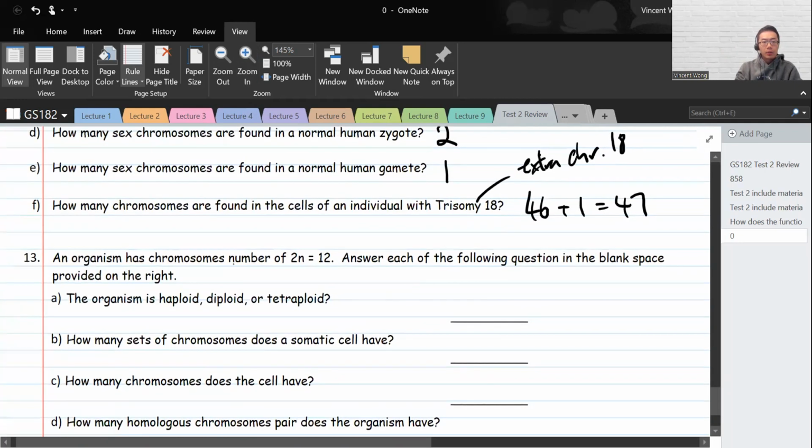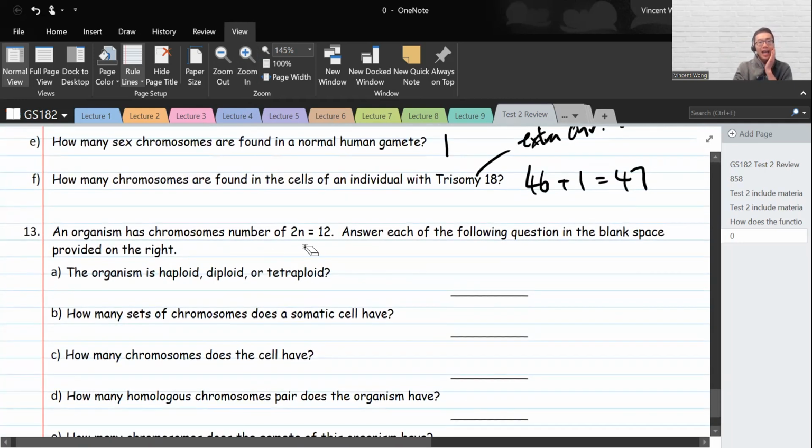Okay. An organism has chromosome number of 2n equals 12. So the 2 here tells you the number of sets, and this is the total chromosome number. Is the organism haploid, diploid, or tetraploid? Well, it says 2n, right? 2 sets, right? There's a question.